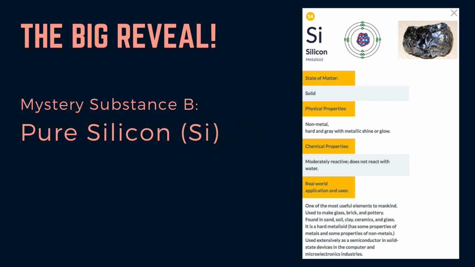As for mystery substance B, it is pure silicone reacting with water. Silicone is not reactive in water because it has to gain or lose 4 electrons to have a full or empty shell.